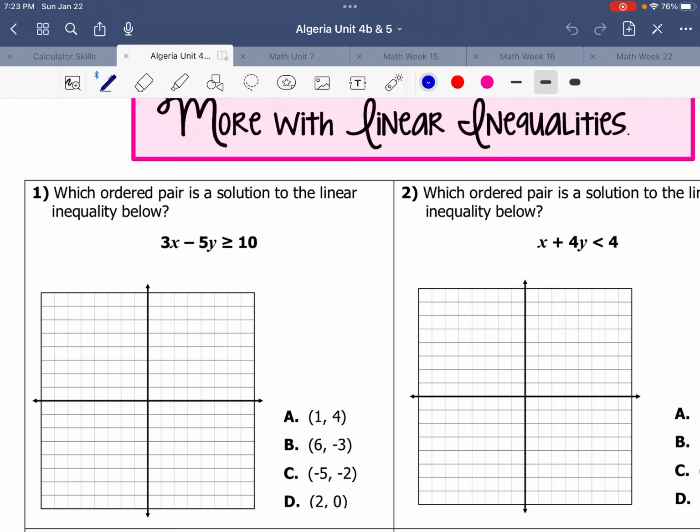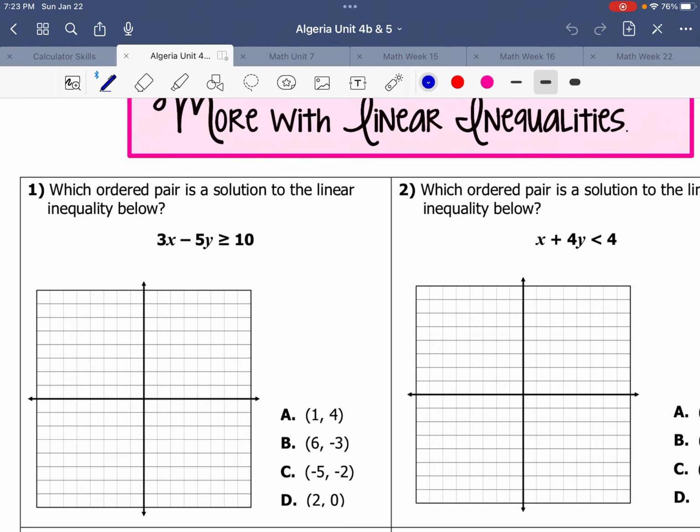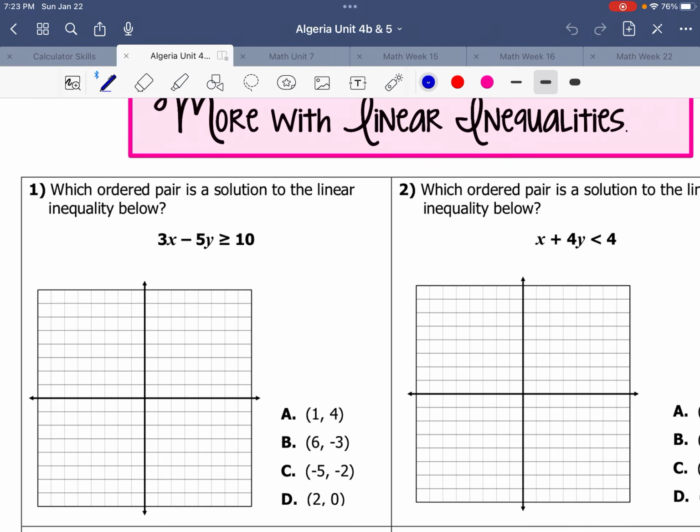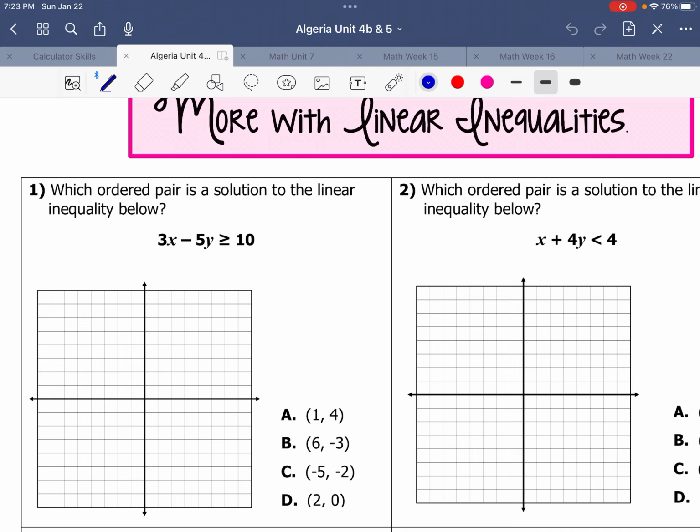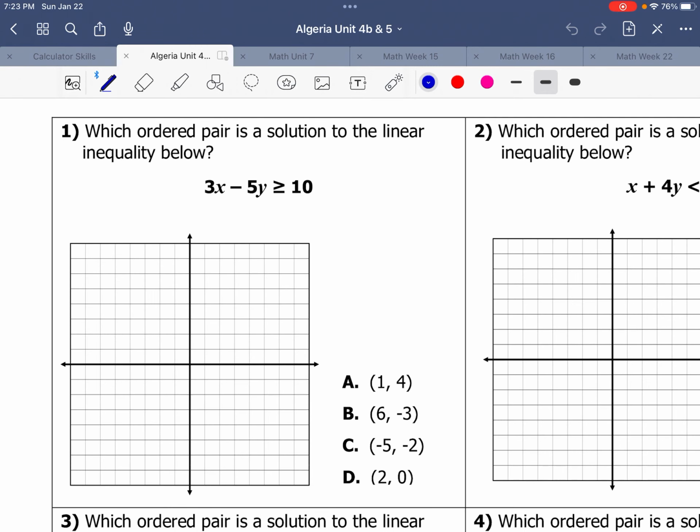Sorry I'm not here today, but I want to do a little review of linear inequalities with you. You should have your paper from Miss Guarini, and you can follow along with these notes if you don't remember how to do this. Okay, so number one says, which ordered pair is a solution to the linear inequality below? There's two ways to do this.